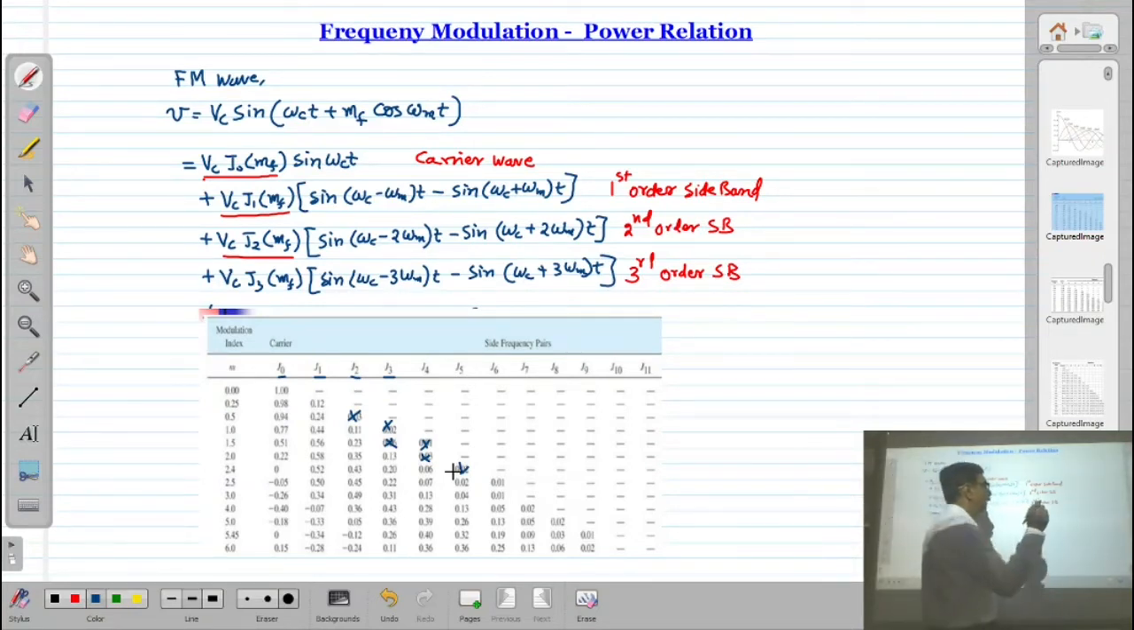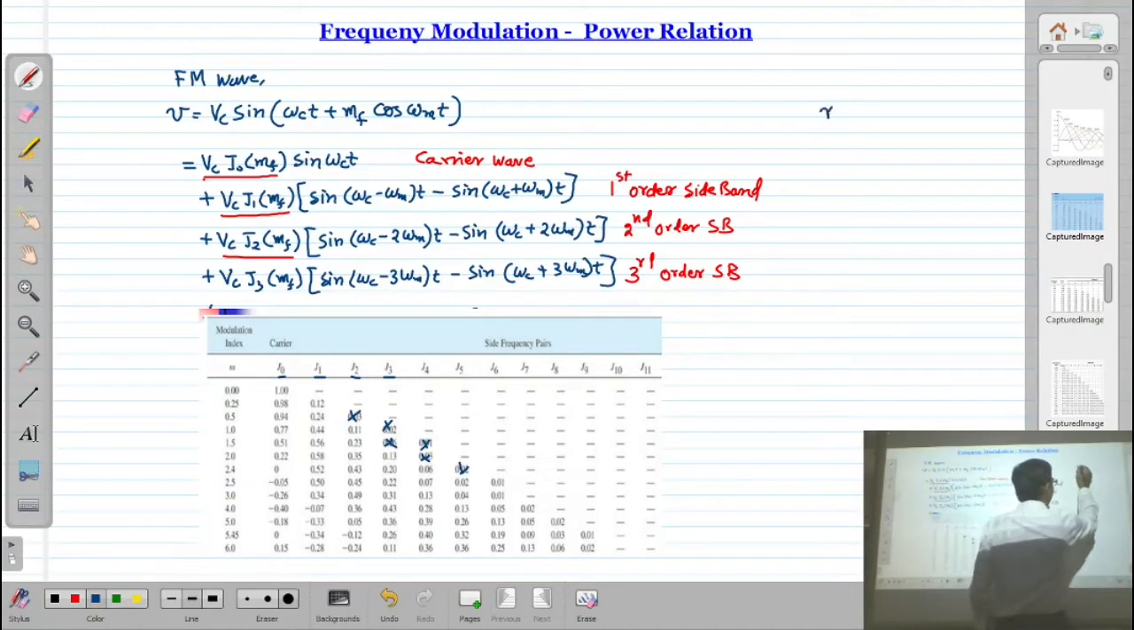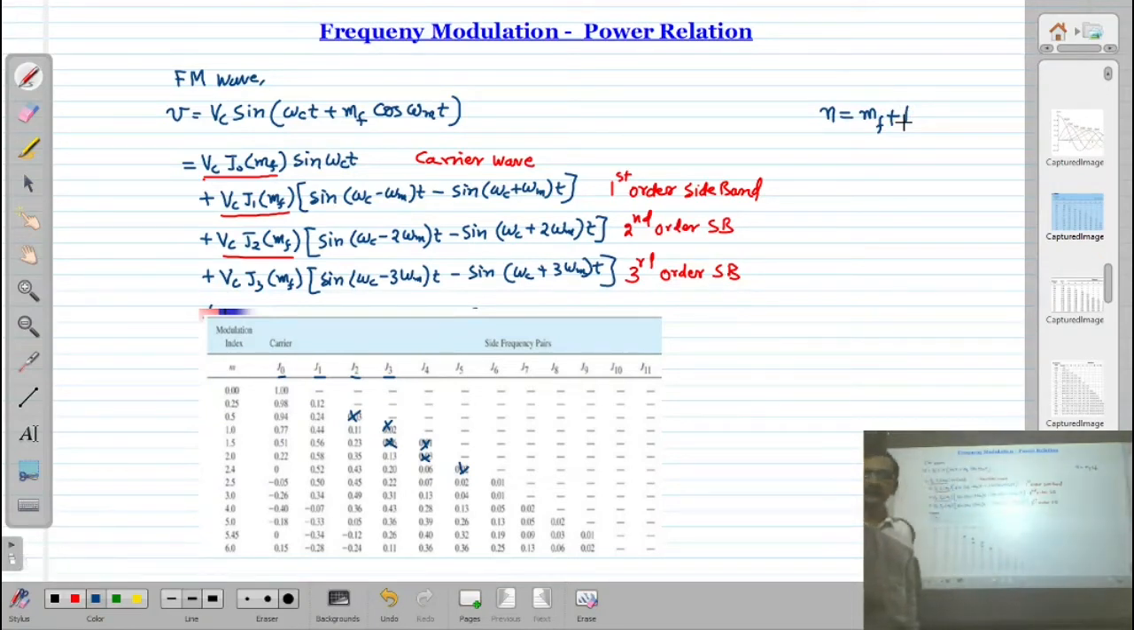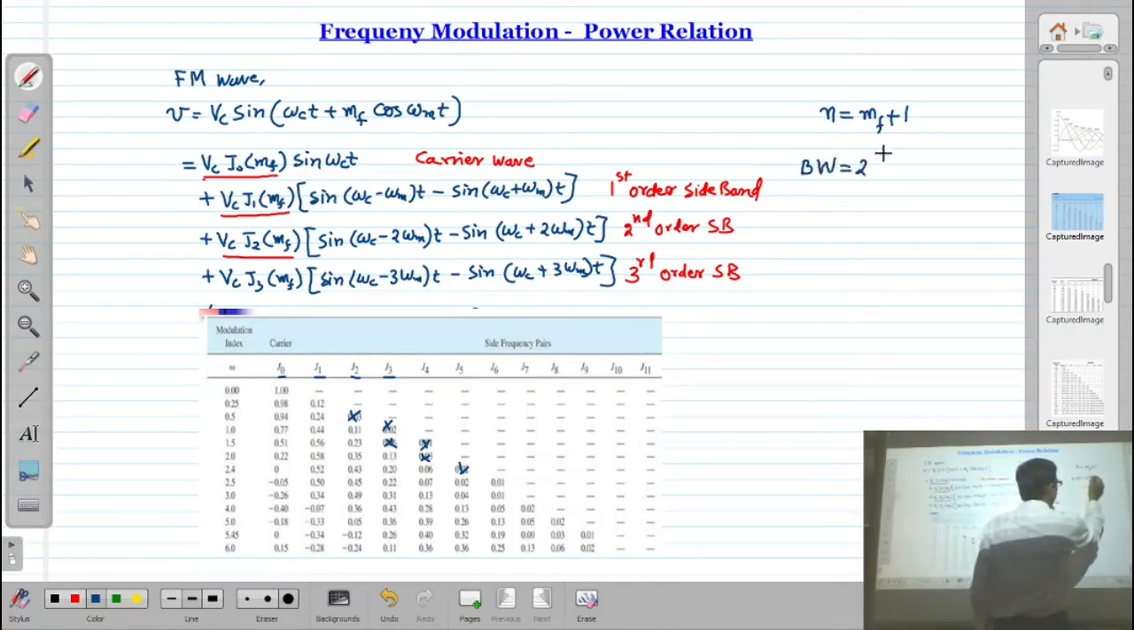I have already given a relation that the significant number of sidebands is given as Mf plus 1. That means if my modulation index is 3, then the number of significant sidebands will be 4. If the modulation index is 5, then the number of significant sidebands will be 6. So here you can approximately find the bandwidth, and last time we discussed that the bandwidth is given by 2 into (delta F plus Fm). What is delta F?